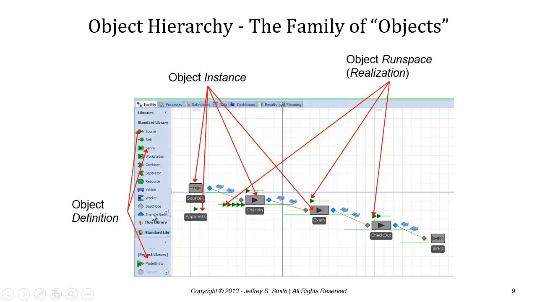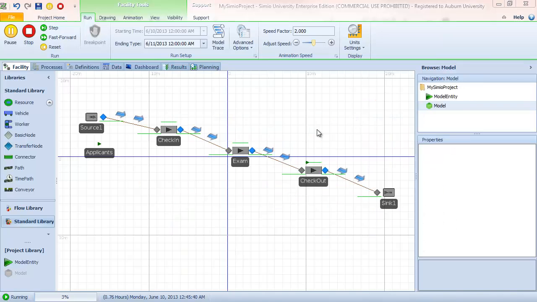So once again, we have object definitions that exist within the library. We have object instances which are created by dragging onto the facility view, and we have object run spaces which are created as the model runs. If we switch back to Simio and our model is still running, note that we haven't input any of the properties for the individual objects. So for the arrival process or the service processes, we just use the standard library objects with their default properties. And we're going to use these default properties in the future when we talk about model verification.